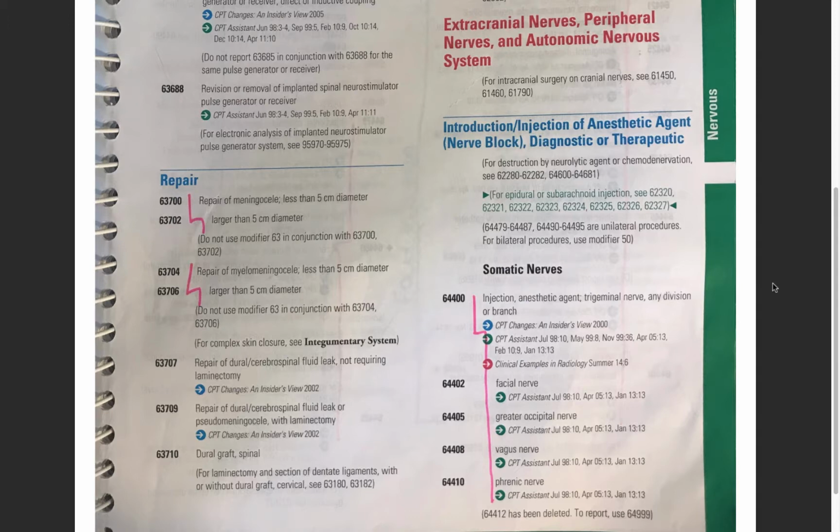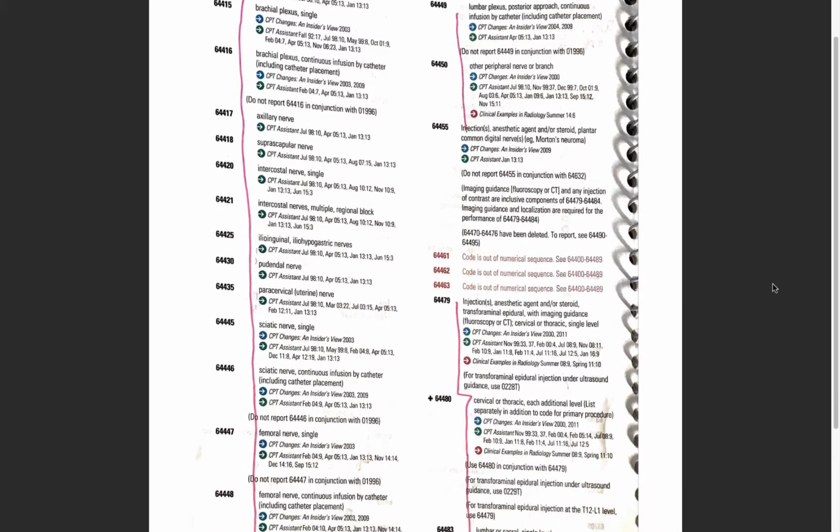64400 is injection, anesthetic agent, trigeminal nerve, any division or branch. And then underneath it, you have all the other nerves: the facial nerve, greater occipital nerve, vagus nerve, phrenic nerve, and so on. It goes all the way through the next page until you get to code 64479.